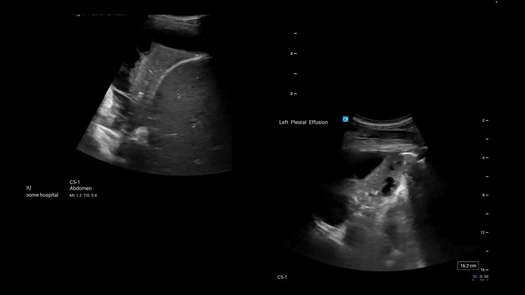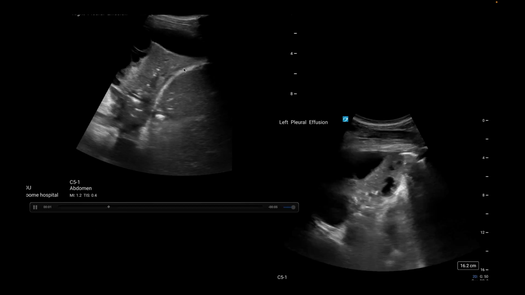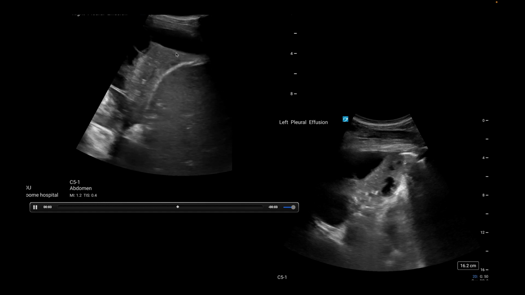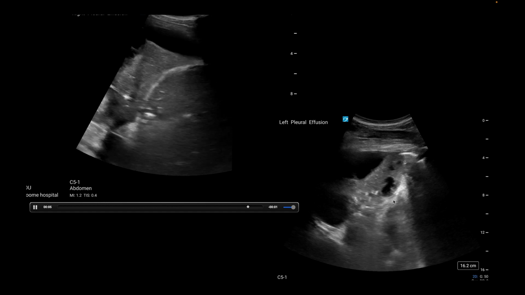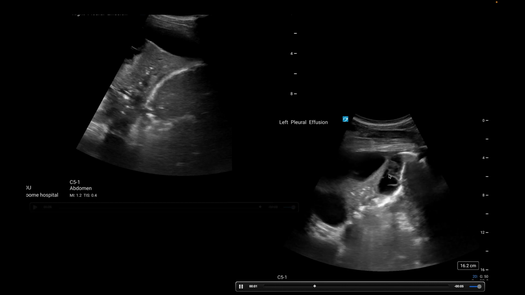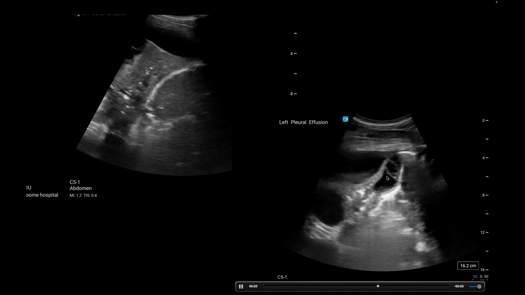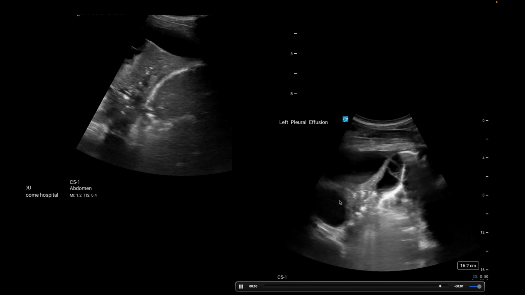Here's another couple of examples. Here's a chest that has a relatively anechoic effusion here, and then you have this other picture here. We can start seeing what we call honeycombing, or fibrin starting to collect and form strands, and it's stuck to the diaphragm there. This makes me think about an empyema in this patient because they weren't getting better.